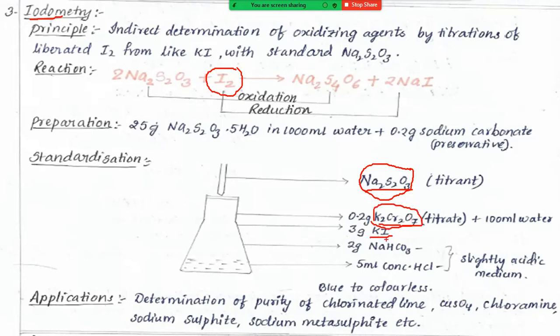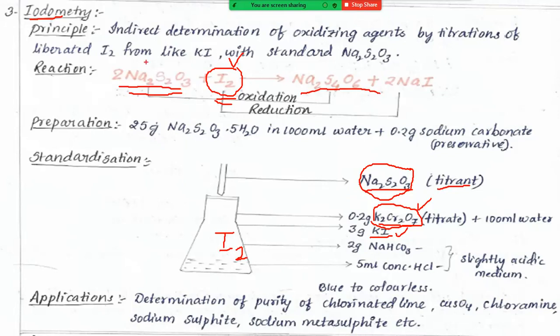And when we are adding potassium iodide, what happens? Due to the presence of a strong oxidizing agent here, iodine molecules will be liberated from this potassium iodide. Now iodine will be available in the solution. This iodine will react with sodium thiosulfate. When it is released from the burette, the reaction takes place between sodium thiosulfate and iodine, forming sodium tetrathionate. Here iodine is acting as an oxidizing agent and sodium thiosulfate is acting as a reducing agent.